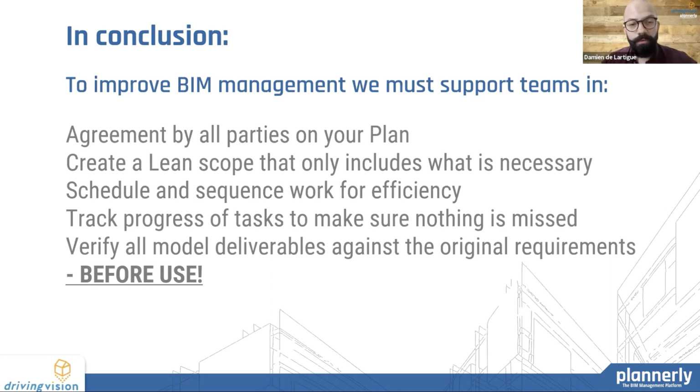So in conclusion, to improve BIM management, we need to make sure that all teams are in agreement on the plan. We need to create a lean scope. A lean scope can really help you accomplish your BIM execution plan. Sequencing and scheduling, so that you're actually making sure that the sequence is lean and efficient, and we're not creating more rework down the line. And also as a team, managing and tracking and controlling, making sure that nothing's missed. So trying to consolidate tools and systems so that we can adhere to those requirements as we manage the process. And finally, verifying that the model is ready for its BIM use, whether that's cost estimation, coordination, or whatever, making sure that you're really confident with the model.